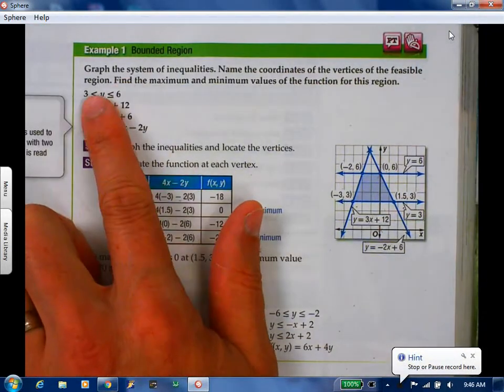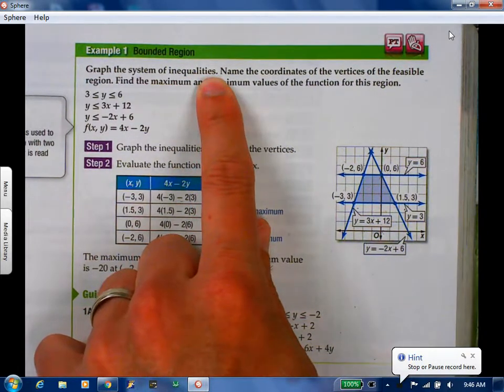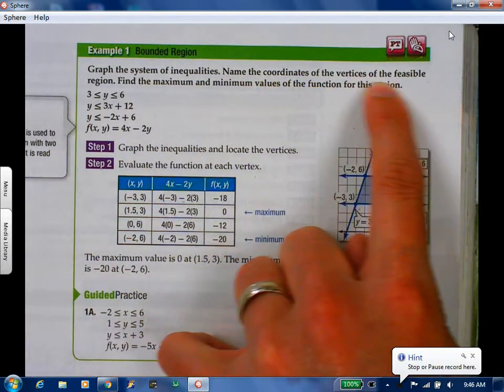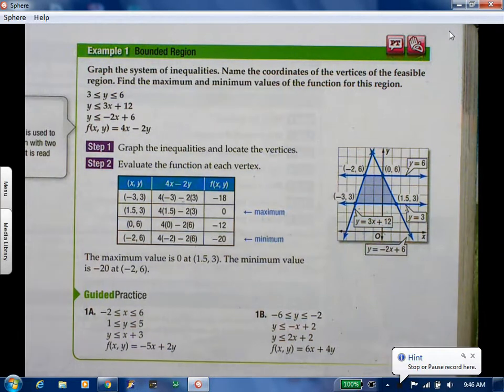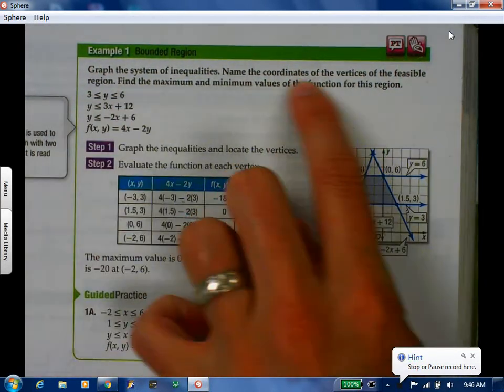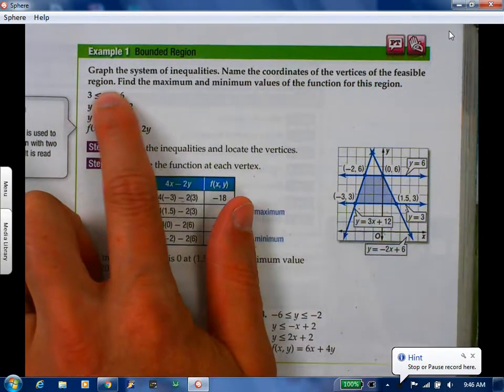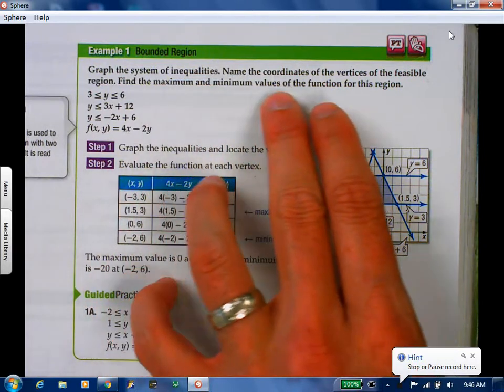It's going to say graph the system of inequalities. Have we done that already? Okay. Name the coordinates of the vertices of the feasible region. Have we done that? Yes. Okay, those are the last three problems on the worksheet. That's what they're talking about there. So if you can't tie those words together, that's what they're talking about. Name the coordinates of the vertices of the feasible region. This is going to be the new part. Find the maximum and minimum values of the function for this region.